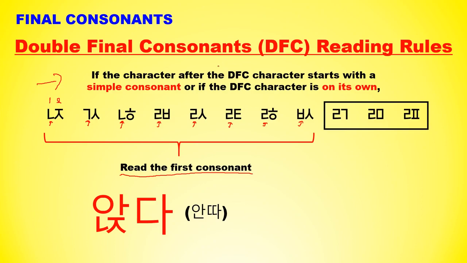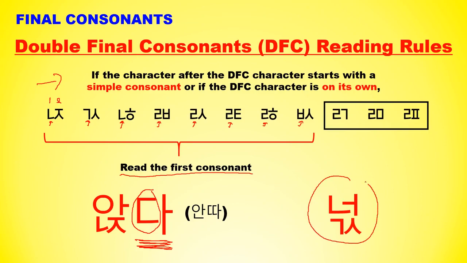Let's read the sentence one more time. If the character after the DFC character, which is this character over here, if this character, which is after the DFC character, starts with a simple consonant. Can you see the simple consonant here? Or if the DFC character is on its own. This is an example of a word on its own. You read the first consonant.